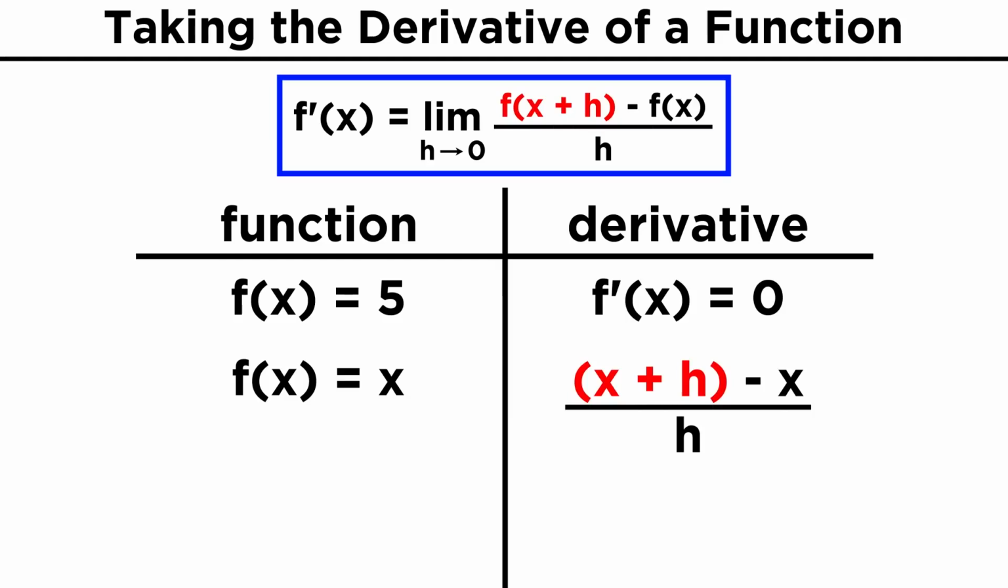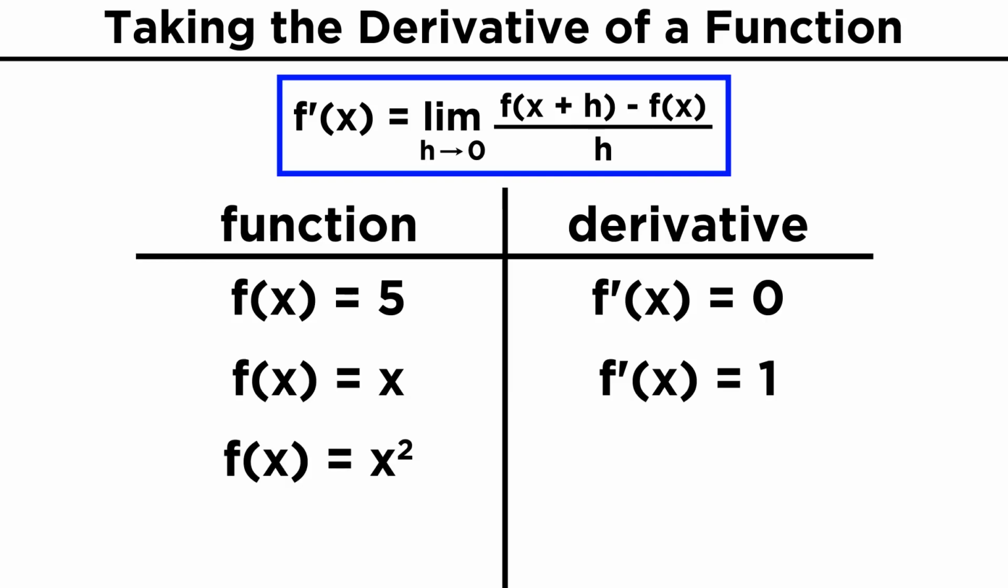If we try to find the derivative of this, for f of x plus h, we get x plus h, and for f of x, we get x. So x plus h minus x means the x's cancel, which gives us h, and h over h is 1. So the derivative of x is 1.